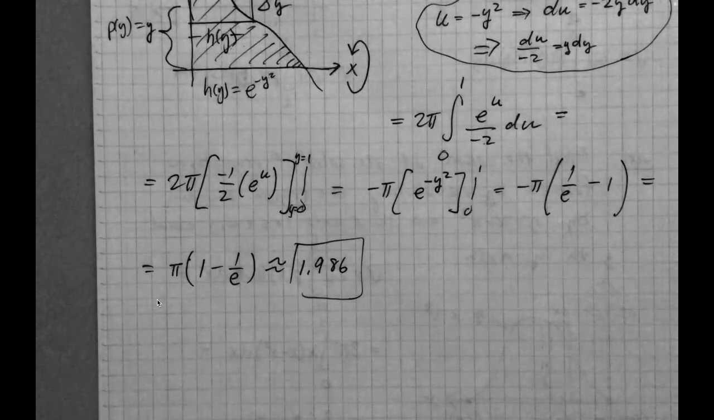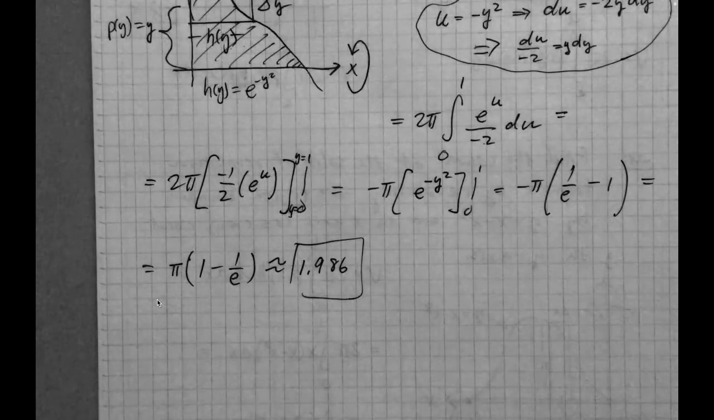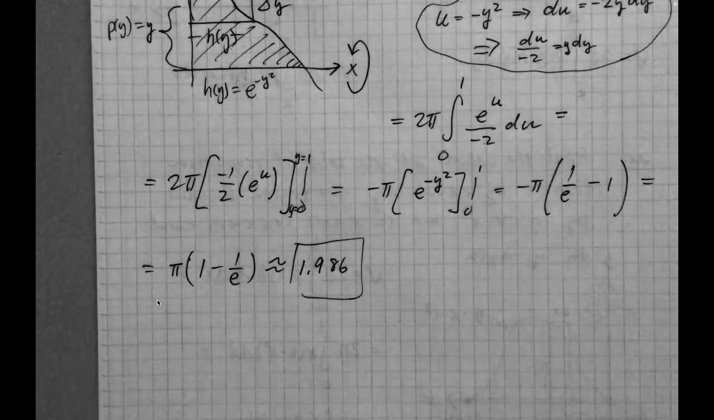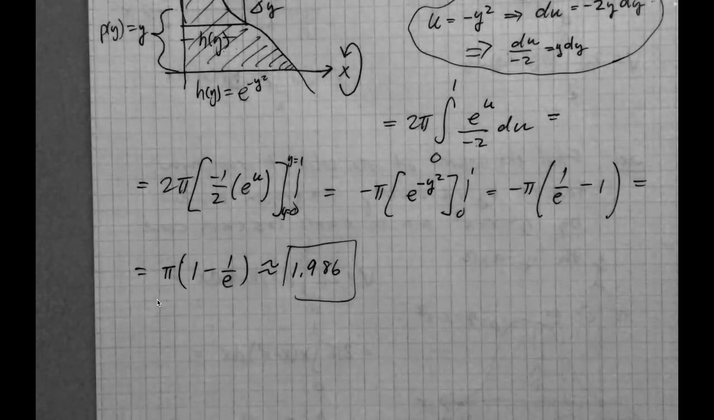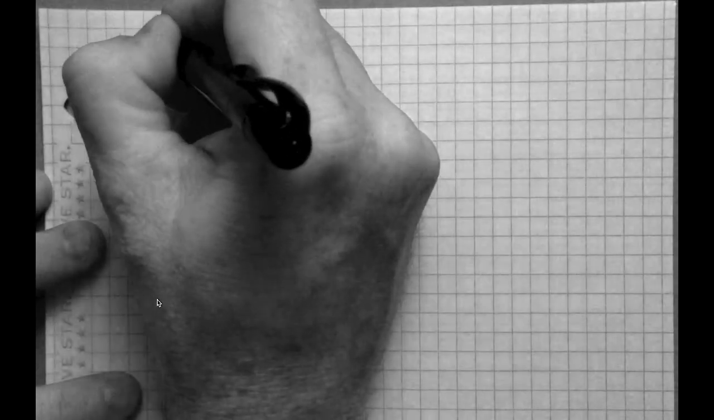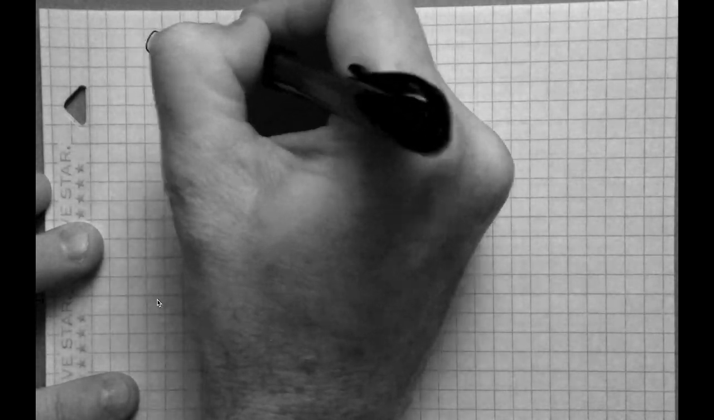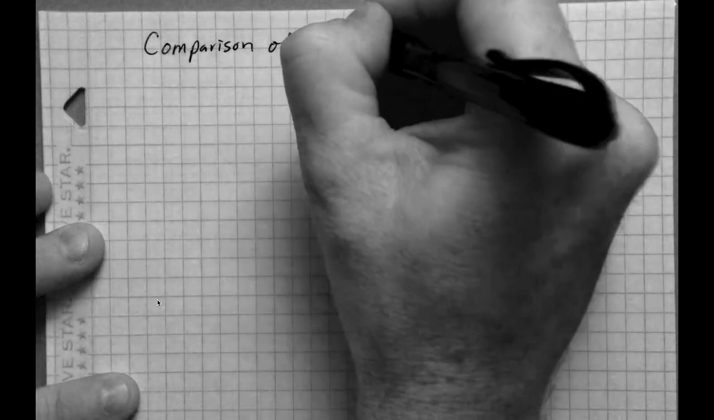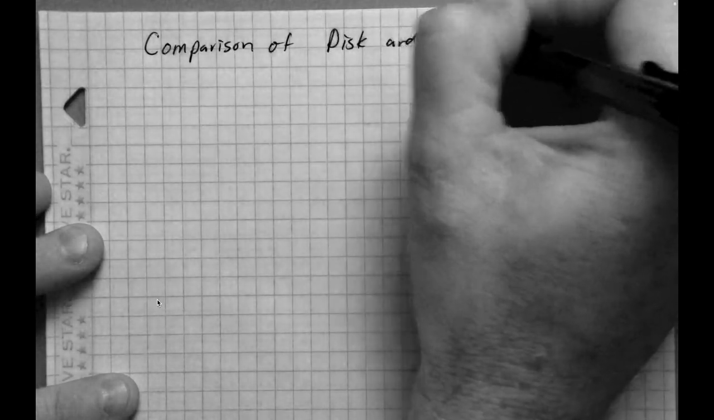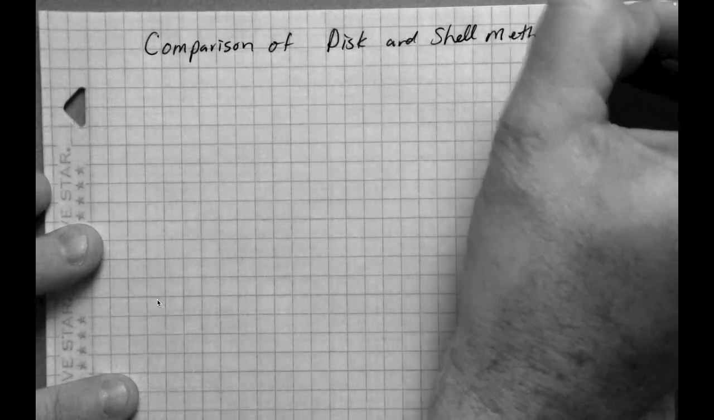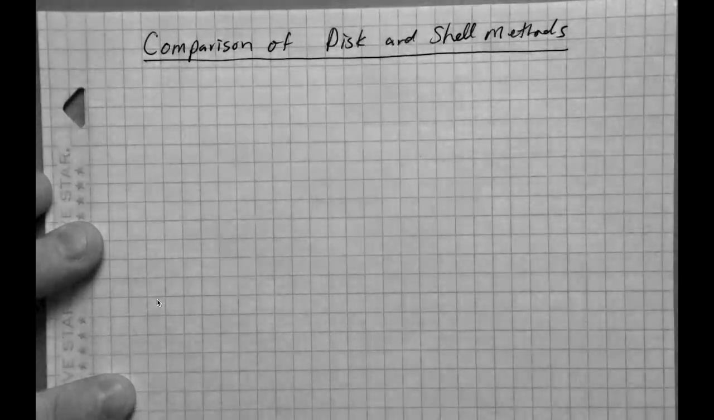All right, so two pretty good, pretty reasonable explanations or examples of using the shell method. And let's talk next about, let's compare the shell method to the disk method. So they obviously vary. Let's just refresh our memories on exactly how they vary and what that means. So let's do a comparison. Comparison of disk and shell methods.